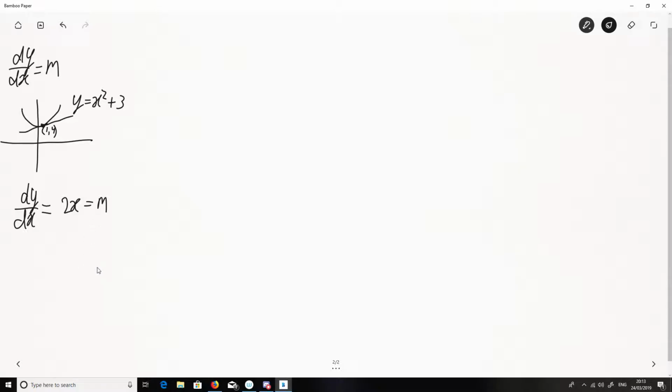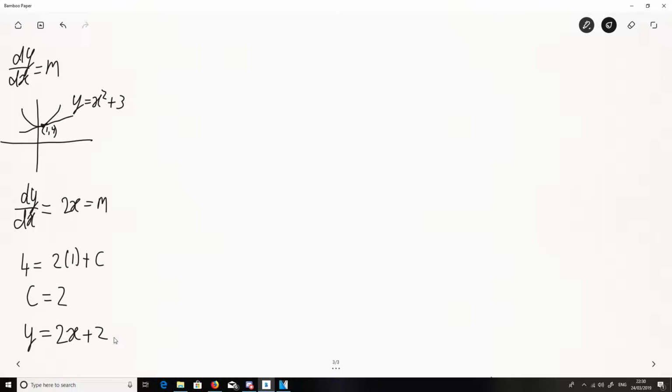So then we want to find the equation of this tangent. Well, we just do this the exact same way. So we've got this coordinate here that the tangent passes through. So we have 4 equals 2 times 1 plus c. So from here we've got 4 equals 2 plus c. And then rearranging, c equals 2. So then that gives us an overall equation of this line as y equals 2x plus 2. So that is the equation of the tangent line.